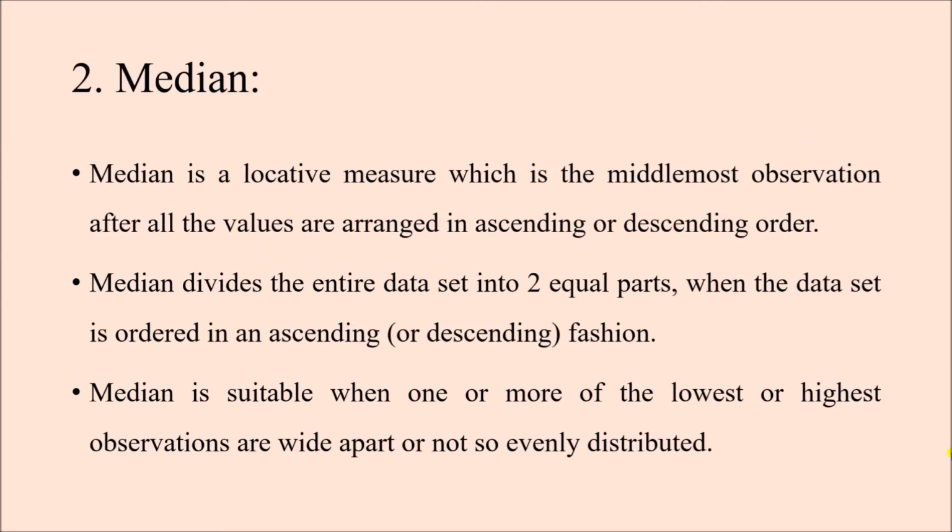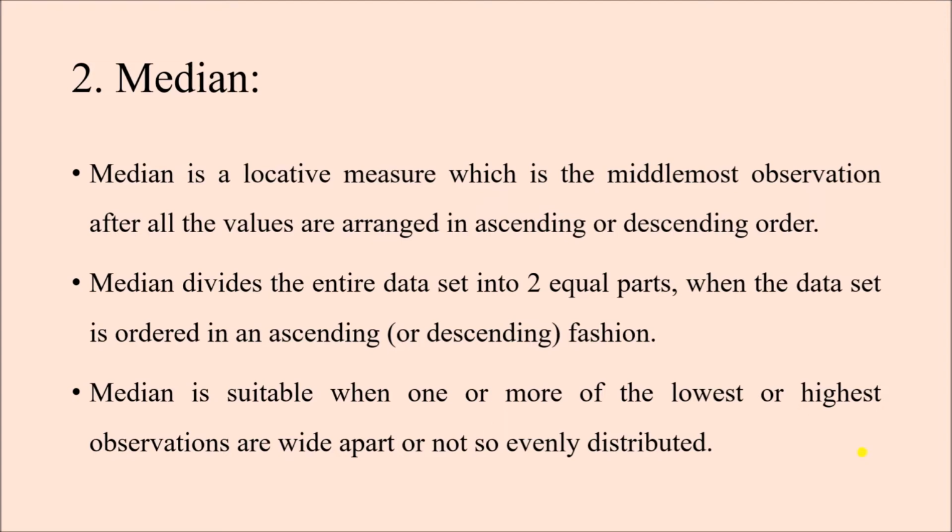Now let us learn the second measure of central tendency, that is median. When all the values in a given data set are arranged either in ascending or descending order, then the middlemost value in the given data set is the median. That is why we can say median divides the entire data set into two equal parts.